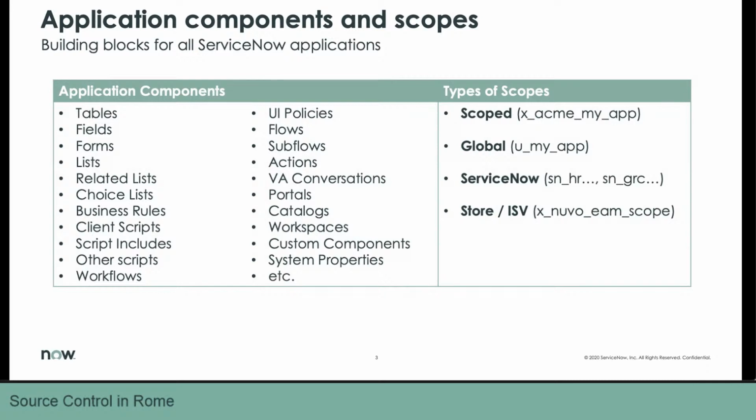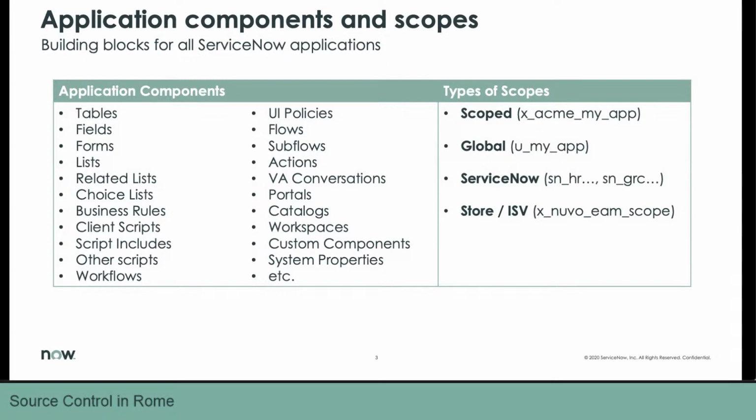And a global app bundle, what that is, it's a collection of application files, so those things on the left, that are grouped together to sort of bundle them up for the purposes of using source control and the app repo with those. So that allows you to then use Studio and the capabilities that are in Studio with those application files that are in that global scope.